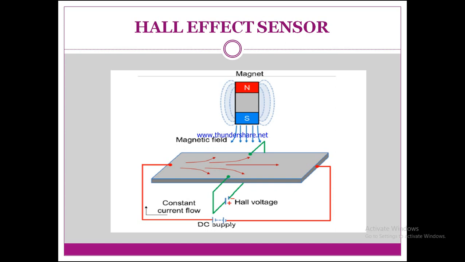The applications of such types of sensors are nothing but the applications where two different types of fields are used, that is magnetic field and electrical field. Let's check the description regarding that one.